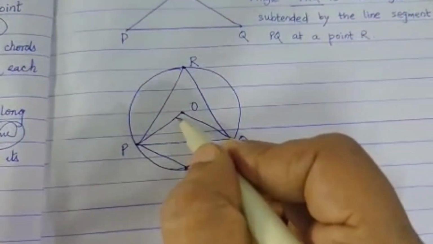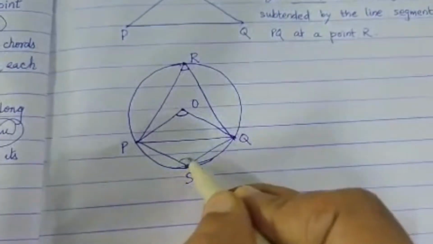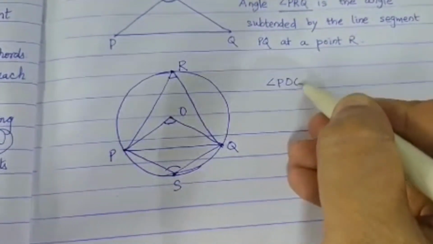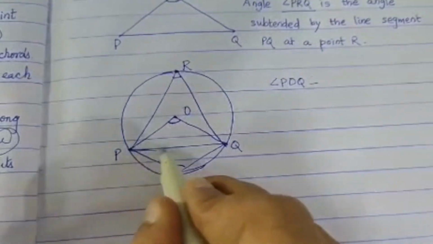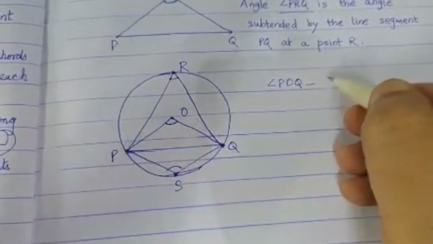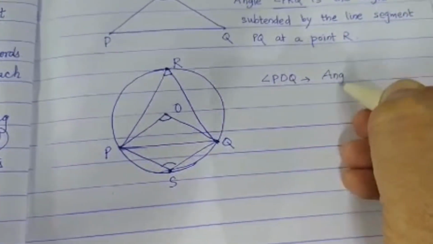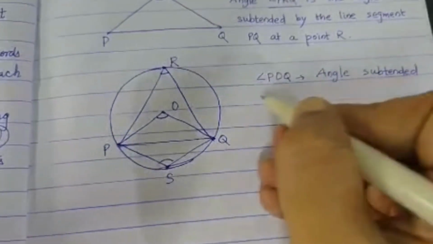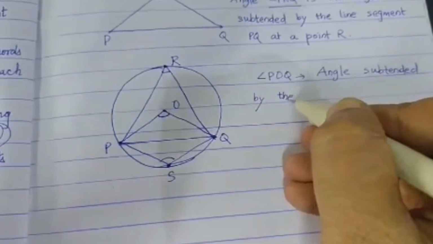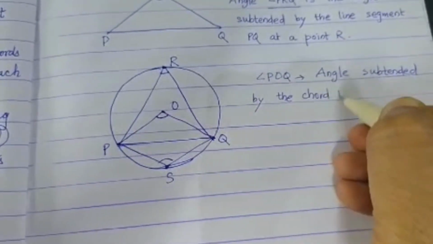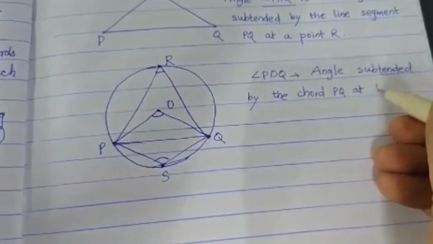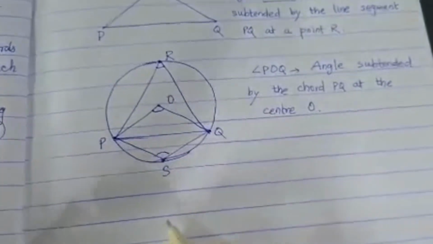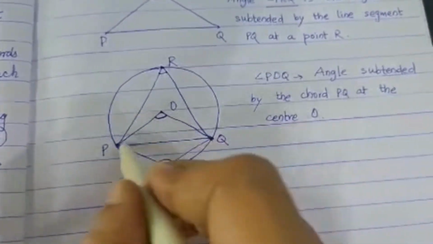Now we see we are getting three angles. One is here, one is here, and one is here. So what do we name them? Angle POQ is the angle subtended by this chord PQ at the center O.